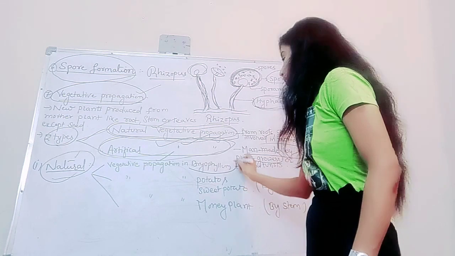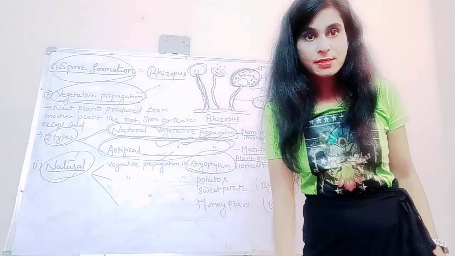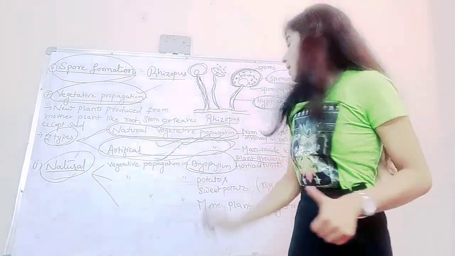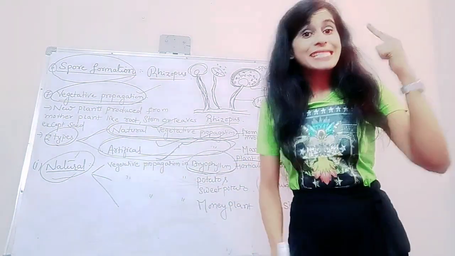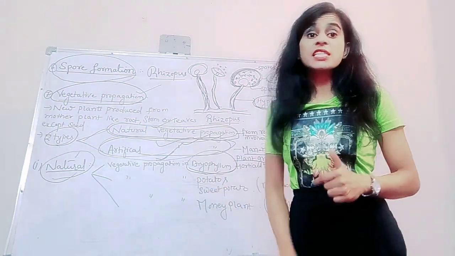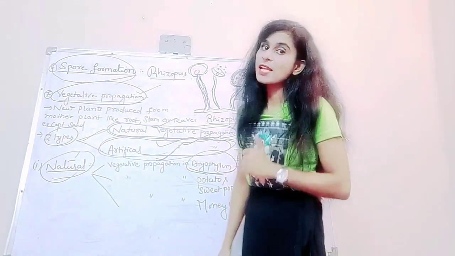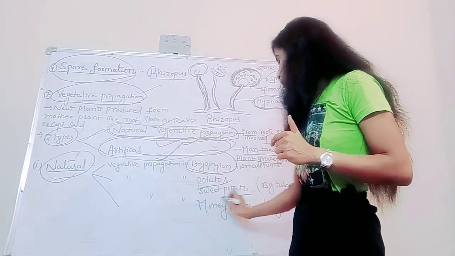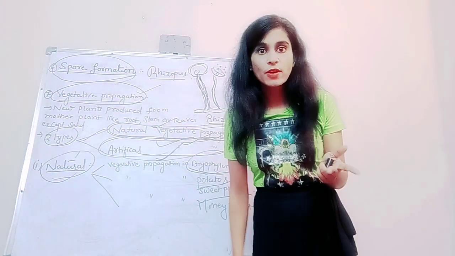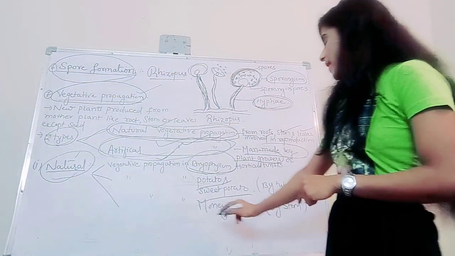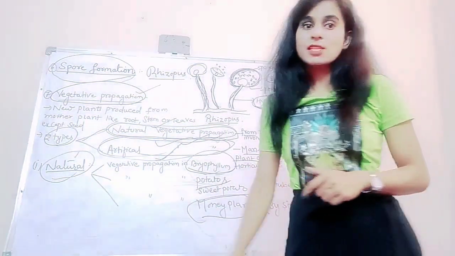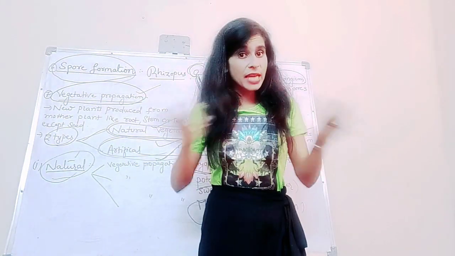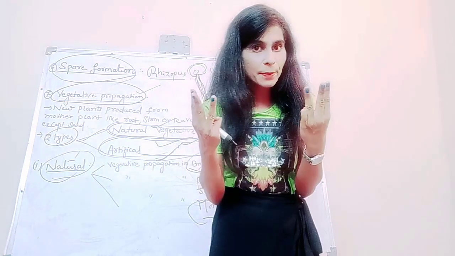First, vegetative propagation in Bryophyllum species. Second, vegetative propagation in potato and sweet potato. And the third one is vegetative propagation in money plant. So natural vegetative propagation is again of three types.